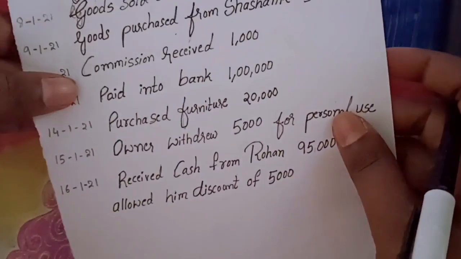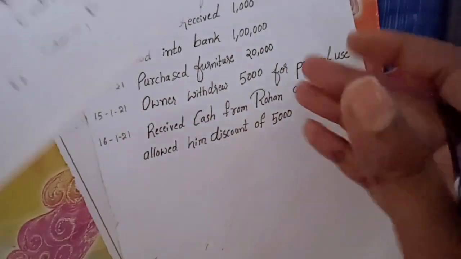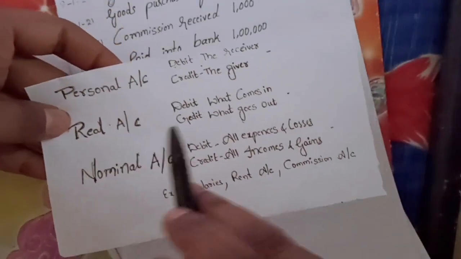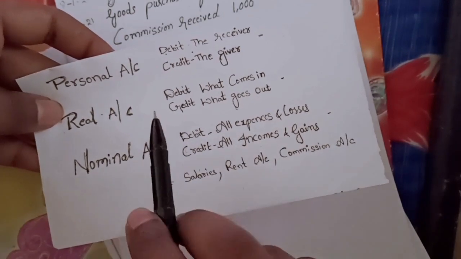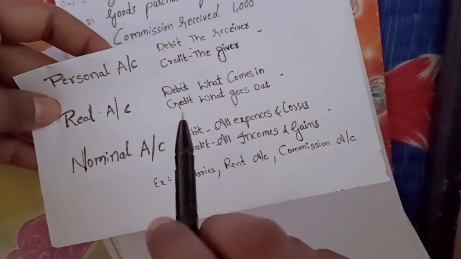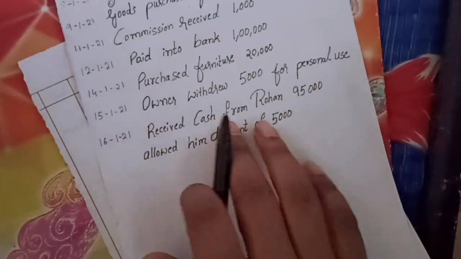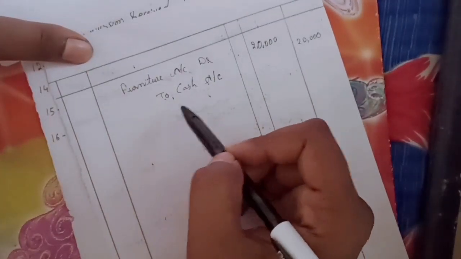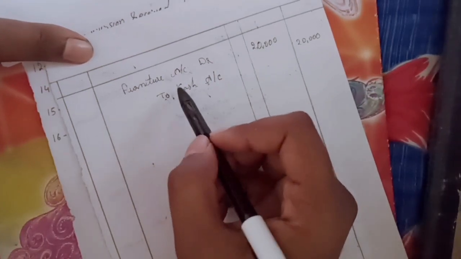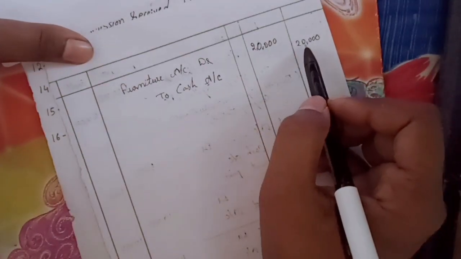Next one, purchase furniture with 20,000. So according to the real accounting principle, what comes in is debit and what goes out is credit. Here what is coming in? Furniture is coming in, and what is going out? Cash is going out. We are paying cash and bringing the furniture into the organization. So the entry will be like furniture account debtor to cash account. Furniture is coming into the organization, so it is debited, and cash is going out, so it is credited, and we take the amount here.